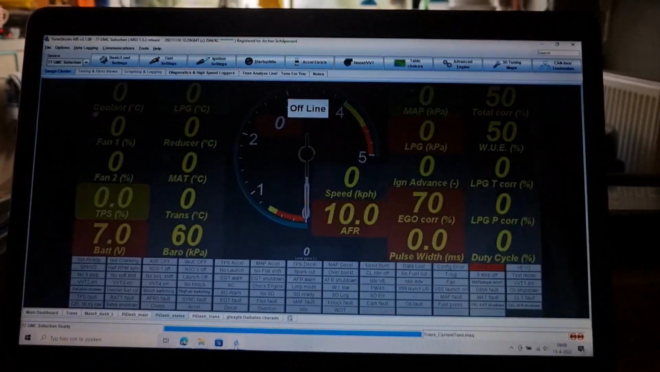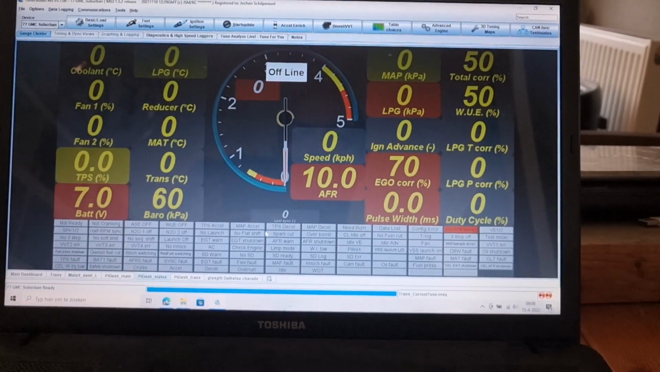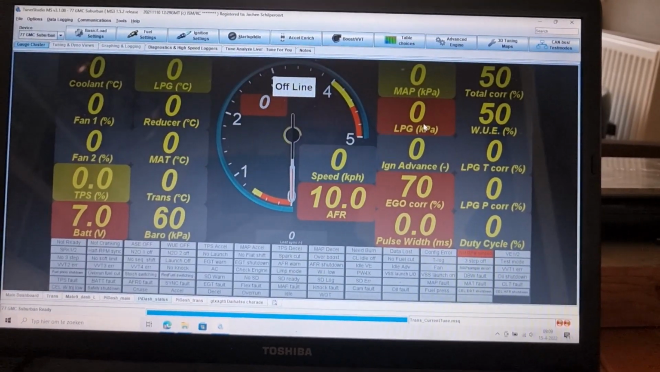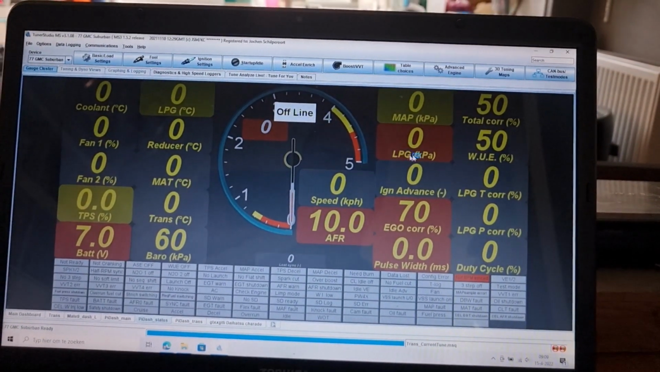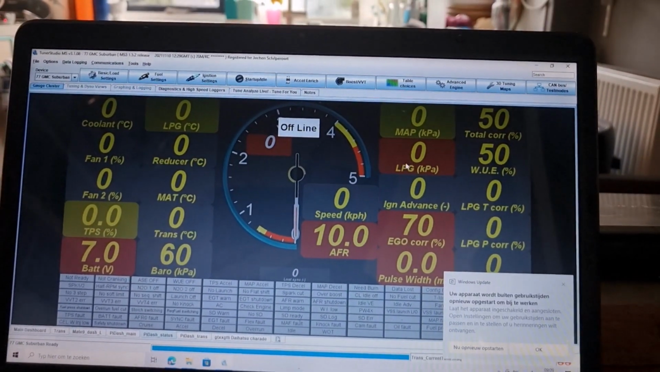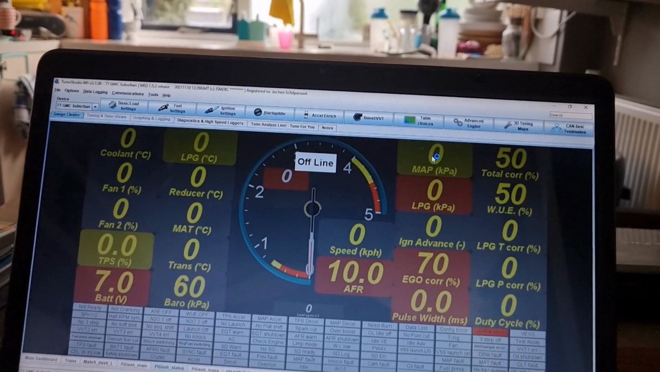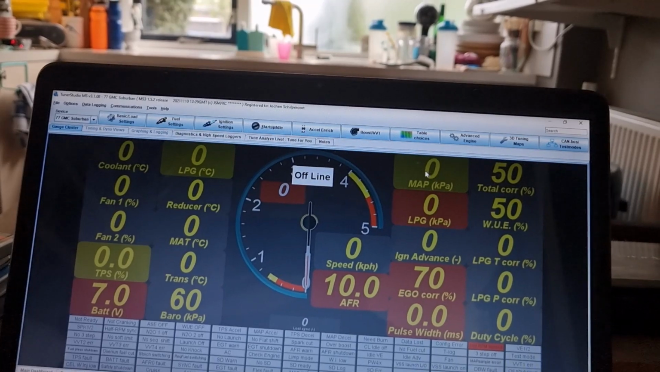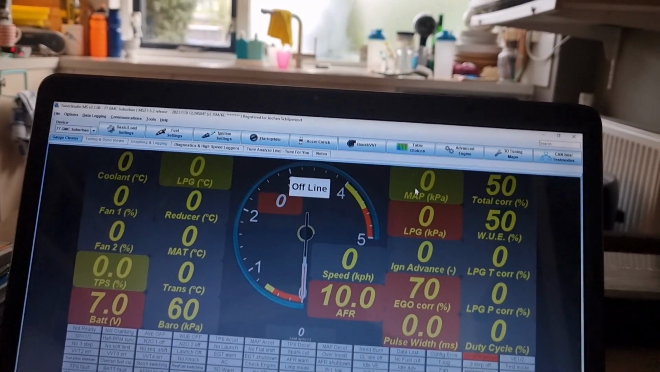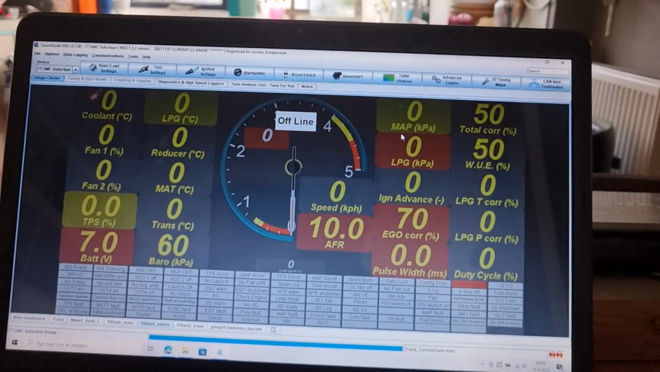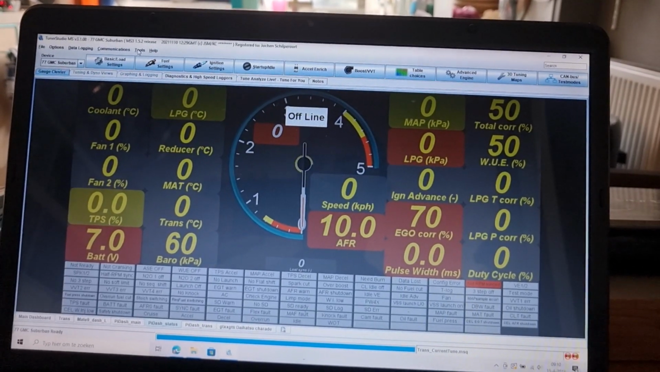Now, the problem I had, if you use Tunerstudio, is that in the basic Tunerstudio you can only use a reading. This is my LPG pressure reading, and this is my manifold absolute pressure reading. And I wanted to know the differential pressure.